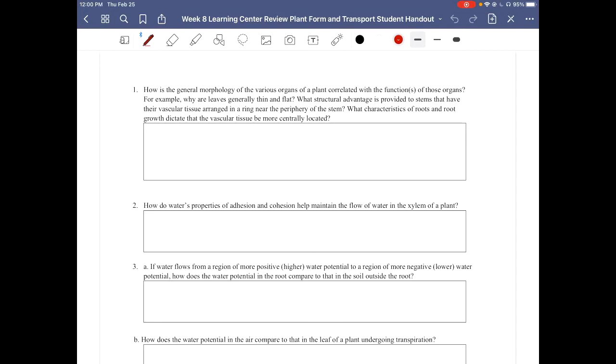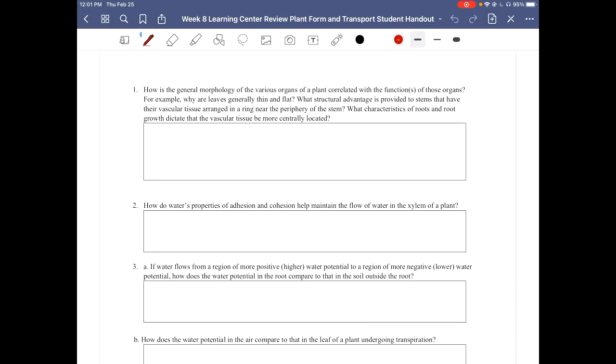All right, let's go ahead and get started. So today we'll be reviewing plant forms and plant structures. And if you guys have access to the worksheet, feel free to pull it out and follow along with me.